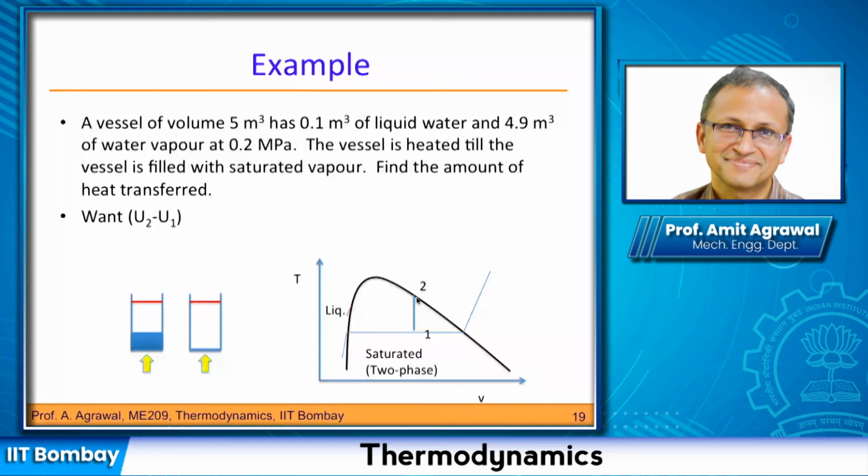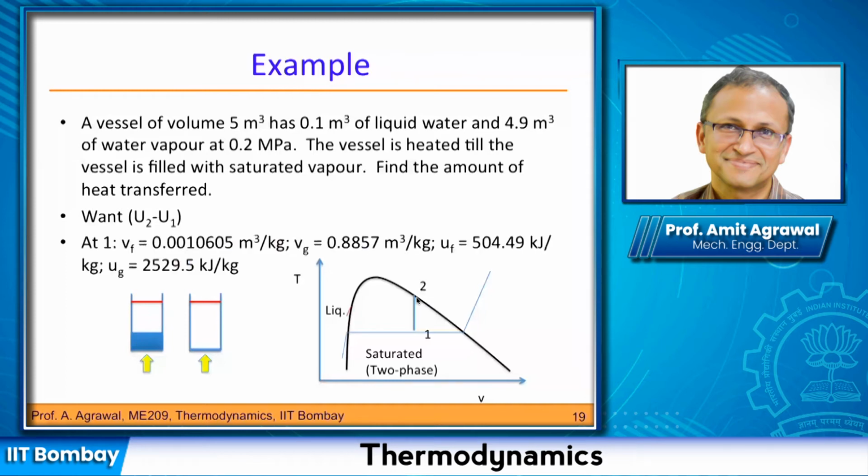Yes, sir. And now what we're interested in is U2 minus U1. So what we will do is first find U1, and of course then we'll have to find U2. So at 1, what do I know? I know the pressure I'm operating at. It has been given as 0.2 megapascals. And remember that 1 megapascal is 10 to the power of 6 pascals, and 1 bar is 10 to the power of 5 pascals. So 1 megapascal is like 10 bars. So this is 2 bar pressure at which you are operating.